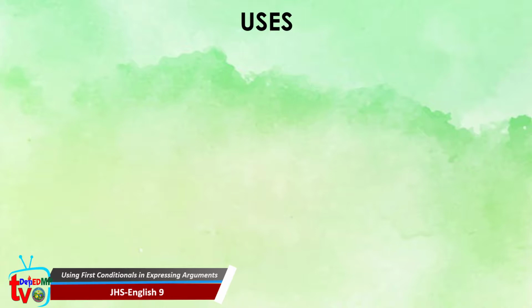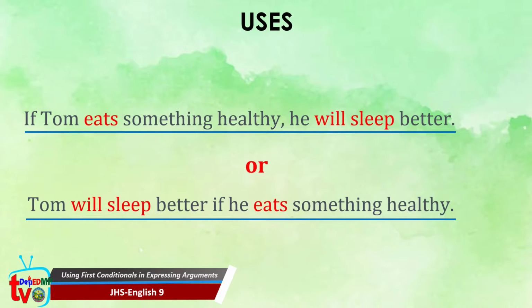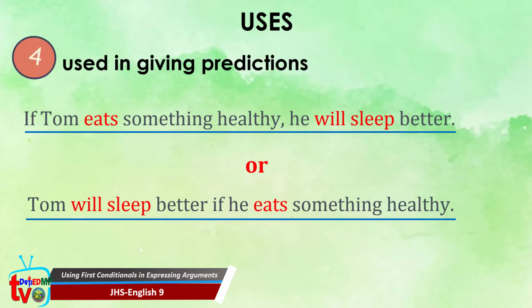I have one last example. It is, if Tom eats something healthy, he will sleep better. Or, Tom will sleep better if he eats something healthy. How is the first conditional sentence used? Or if you're going to read the sentence, what is it trying to tell you? Correct. It is talking about predictions. Like when we go back to the condition, if Tom eats something healthy, the next thing that you're going to ask would be, so what will happen then? So your prediction is that he will sleep better. So again, the result clause here has a 50% probability of happening.